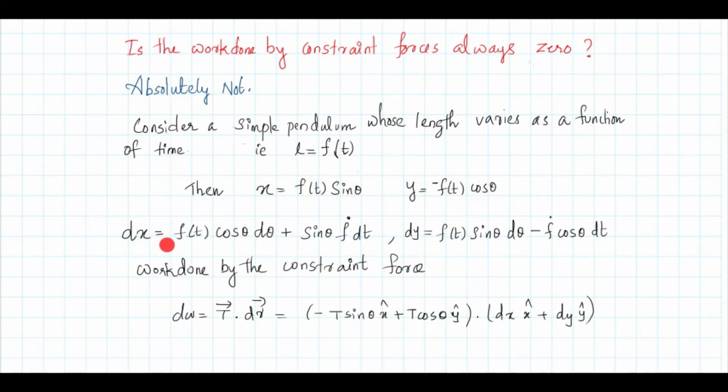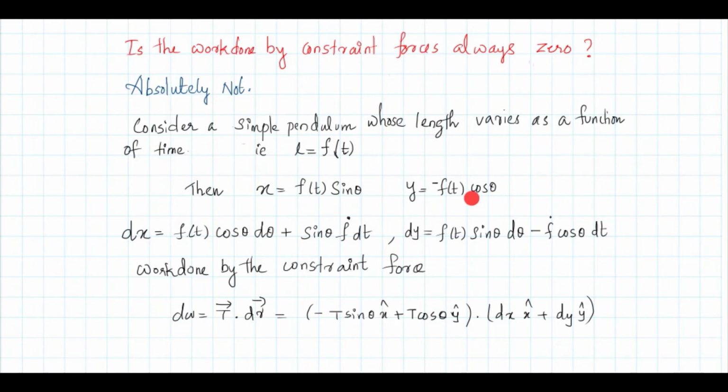Then what is dx? Dx is f of t cos theta d theta plus, this is also a function of time, so you have to take the derivative of this also. That means sin theta into the derivative of f of t, which you can write as f dot dt. Now, this is differential, not derivative. So you have to take first f of t constant, then the differential of sin theta is cos theta d theta. Then you have to take sin theta as constant. The differential of f of t is df by dt into dt, and that you can write as f dot dt.